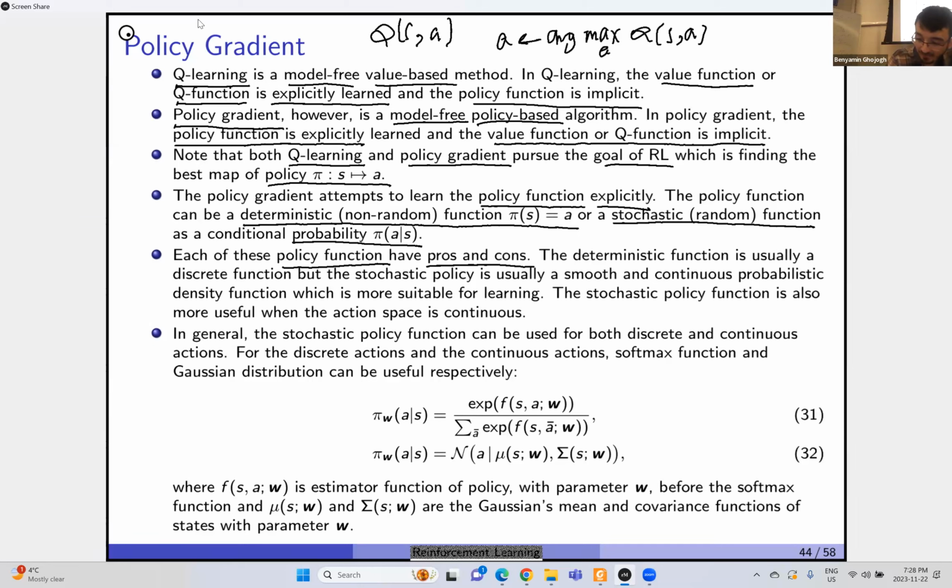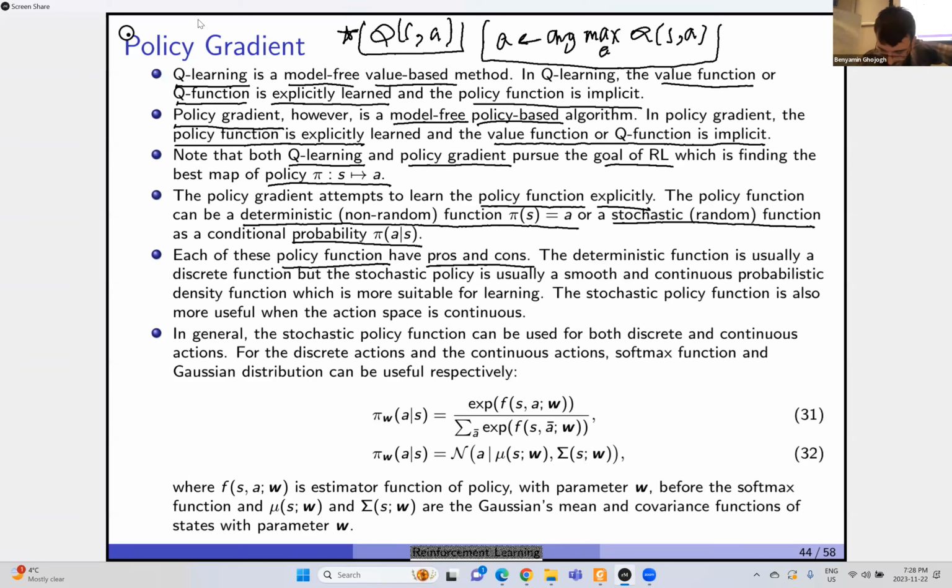I first learned this using gradient learning. Do you remember? I first learned this update, W equals W plus delta. That was Q learning. So I learned Q, and then I can use Q for finding the best action. I haven't yet explained policy gradient, but I'm saying that in policy gradient, I don't learn Q. I learn the policy pi.